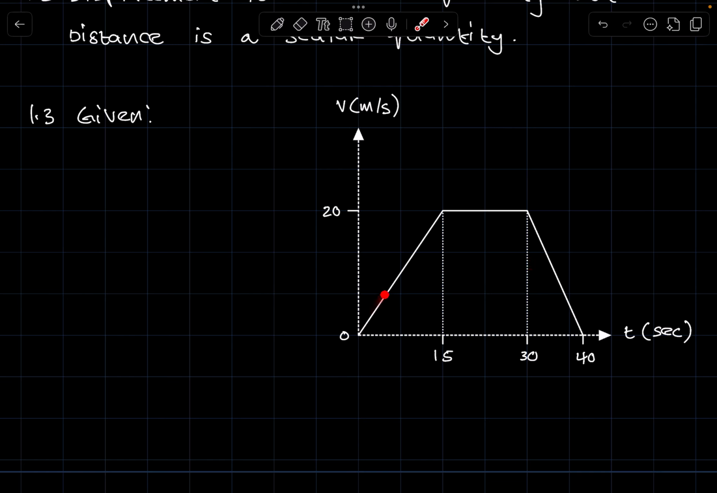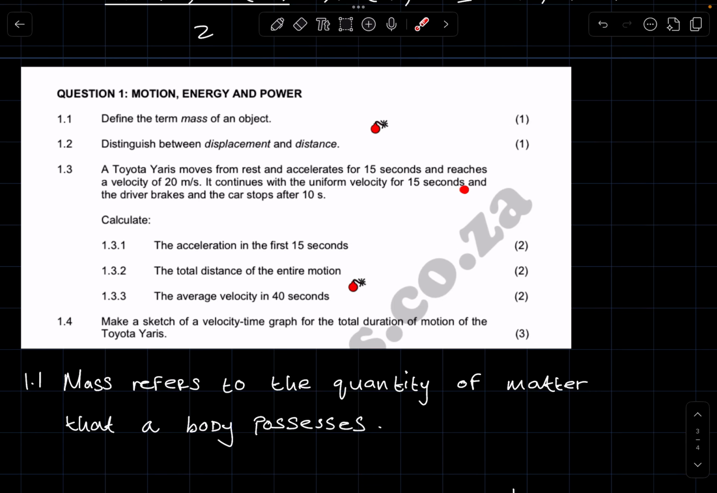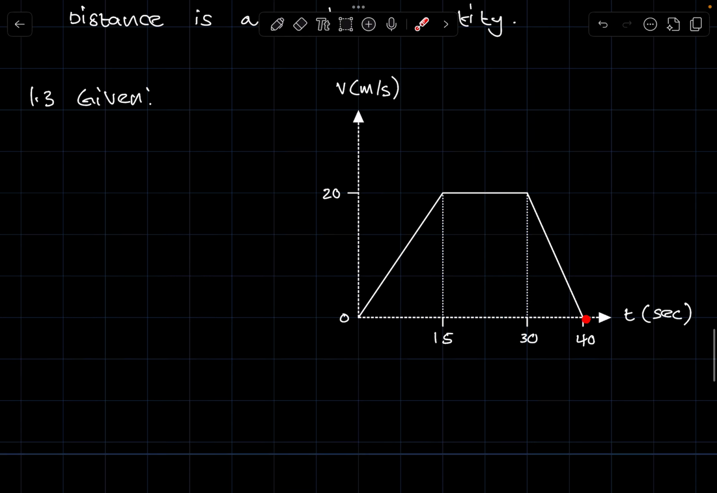So after 30 seconds, the graph looks like this here. And then they say the driver brakes and the car stops after 10 seconds. So from this point the car starts braking and it decelerates, and after 10 seconds it comes to a complete stop. Hence, you see after 10 seconds the velocity of the car is essentially equal to 0 meters per second.